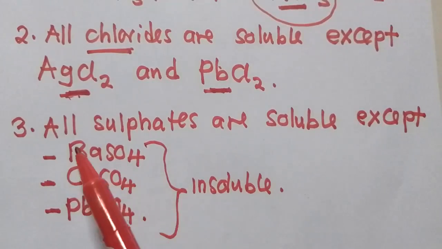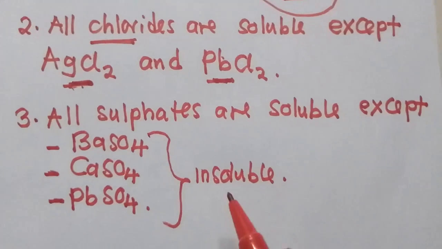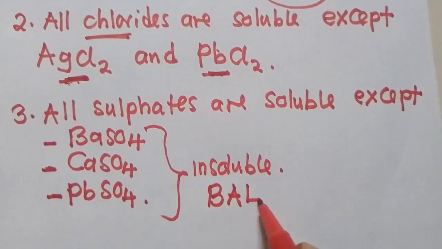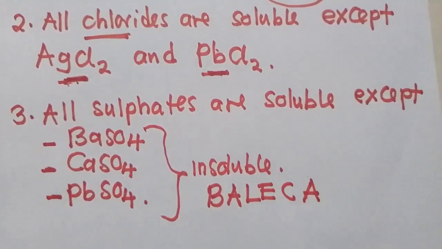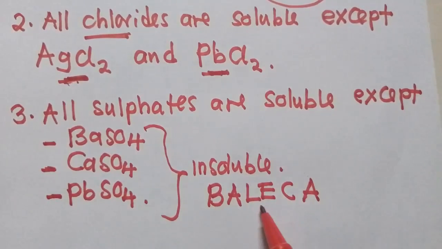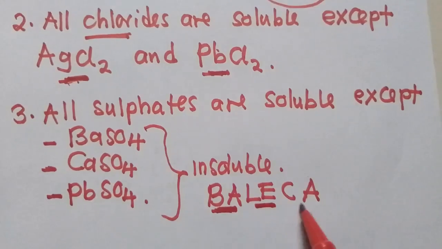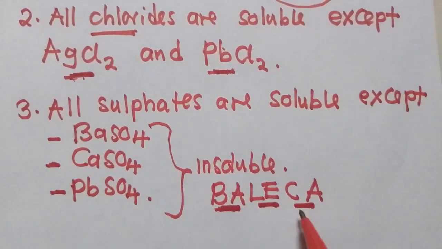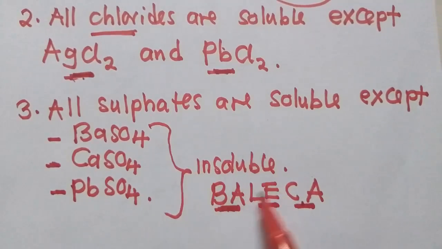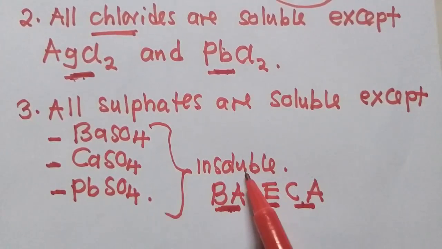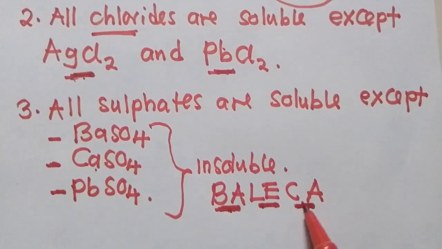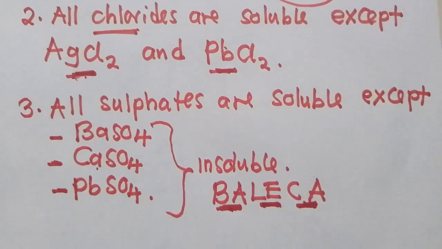So a term that can help you remember on sulfates, I'm going to say, bareka. Have you seen bareka? Telling you that only bareka is insoluble. The first two letters are for barium, these two are for calcium. This term can help you, bareka. Meaning that barium, lead and calcium are insoluble salts. So barium sulfate, insoluble salt. Calcium sulfate, insoluble salt. Lead sulfate is an insoluble salt. So this is what you need to know and understand.